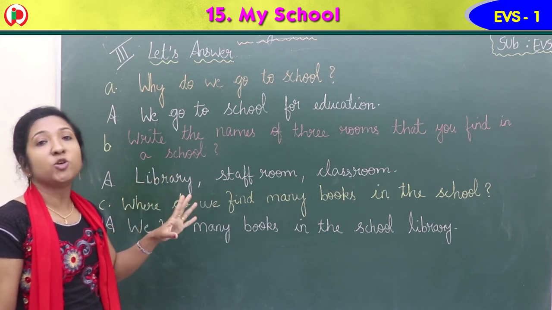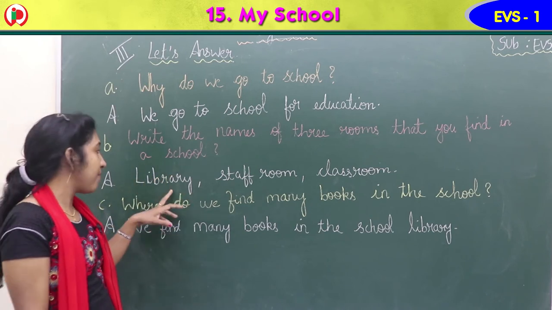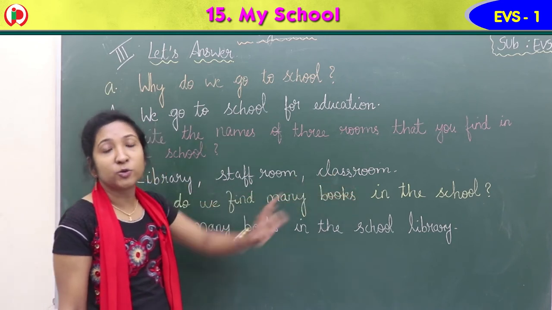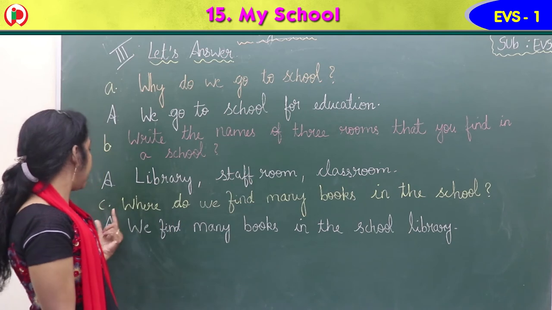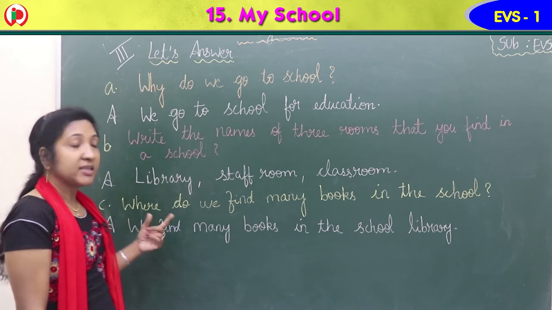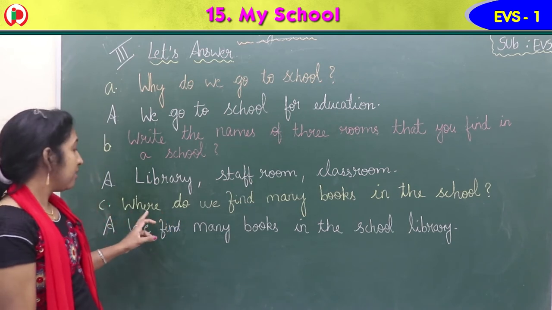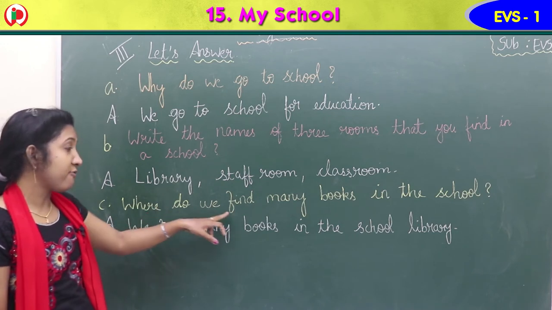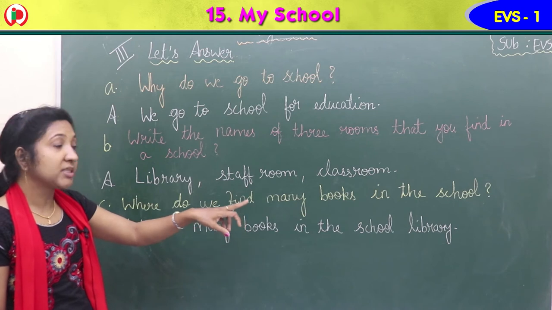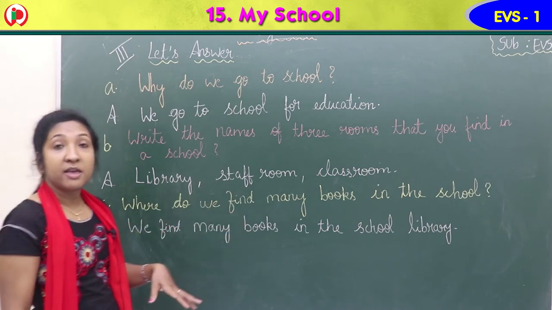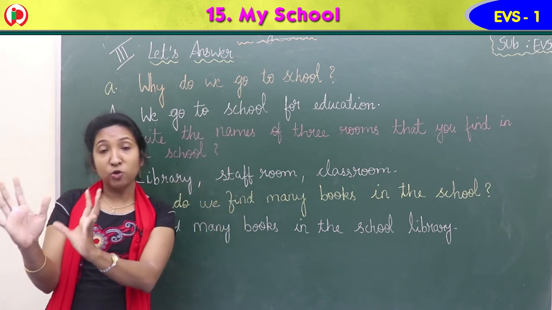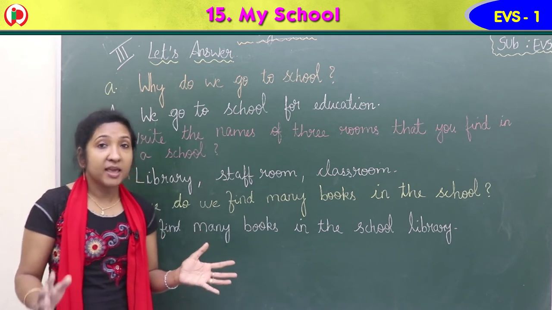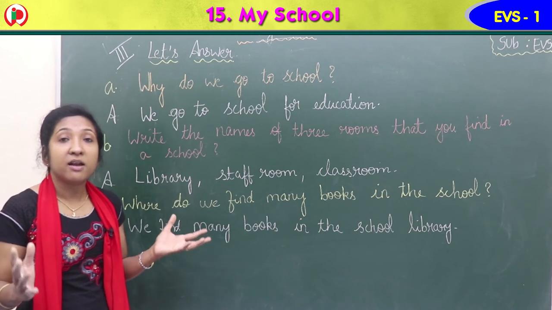So, write the names of 3 rooms that you find in a school. Any 3 room names you can write. Library, comma, staff room, comma, classroom. Now, the last question. Question C, the third question. Can you read? Children, read. Where do we find many books in the school? We keep many books in one room. Which is that room? Yes, it is the library.